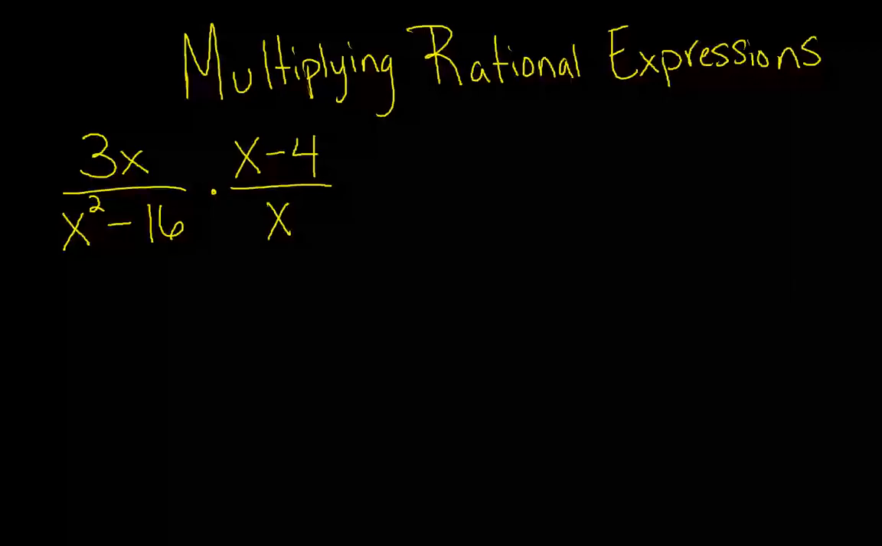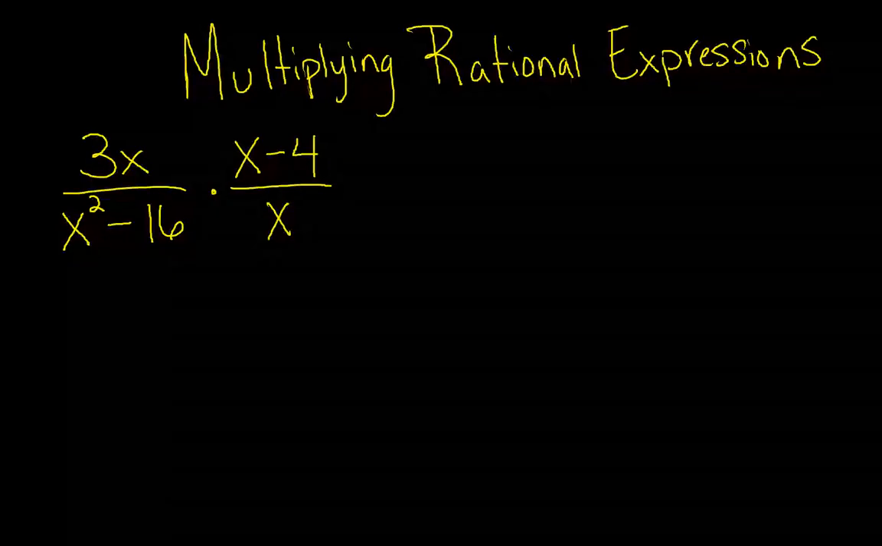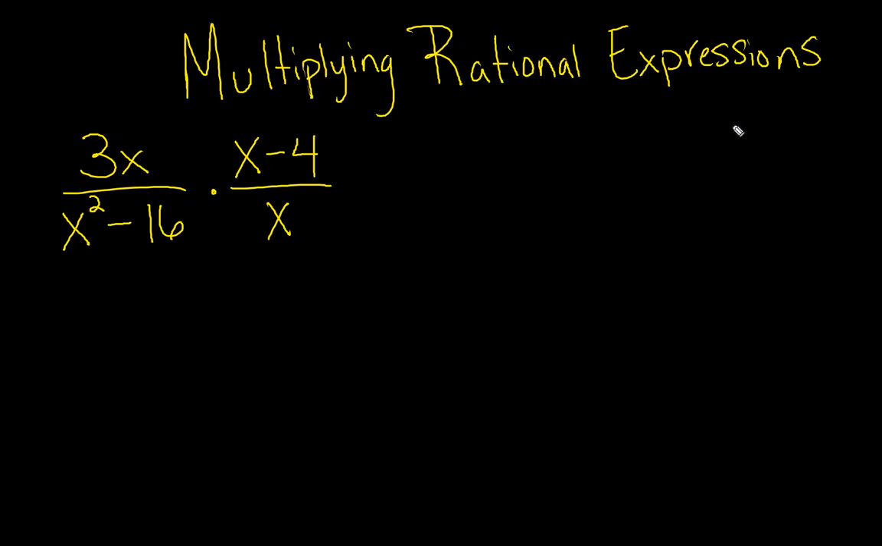Hey everybody, and welcome back to another video where we're talking about multiplying rational expressions. And when we multiply rational expressions, it's the same way that we would multiply fractions. So if we just had something like 1/2 times 3/4, the way we multiply that is just straight across. Numerator times numerator is 3, denominator times denominator is 8 to give us 3/8. And of course, we always want to check to simplify.